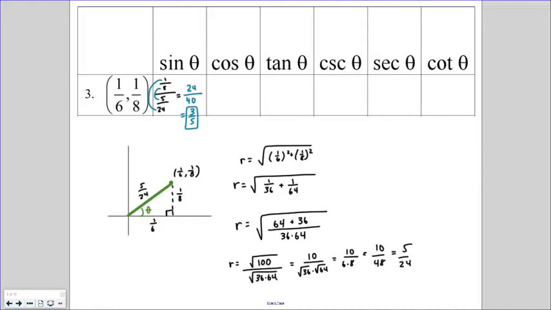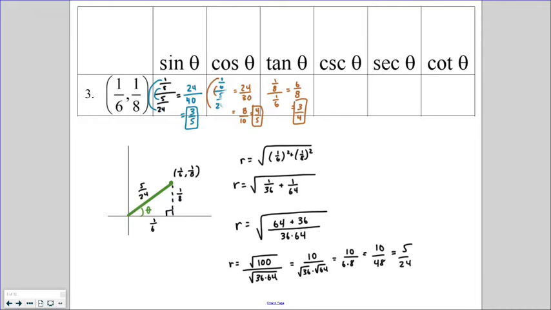And then cosine is going to be x over r. So x is going to be 1/6 over 5 over 24. So again, I'm going to simplify that. Top is 24. The bottom is 6 times 5. So 24 over 30. And then I'm going to simplify that. That's going to be 8/10, which simplifies to 4/5. Tangent is y over x. So in this case, we're going to have 6 over 8, which is going to simplify to 3 over 4.